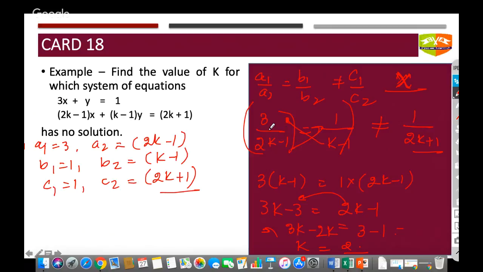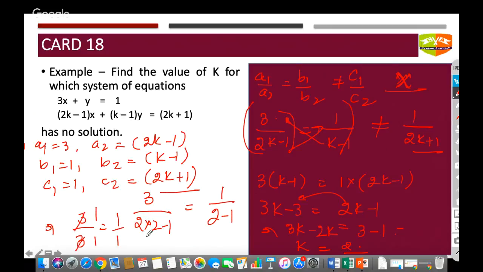Then I need to find out this ratio. At k equal to 2, this ratio is 3 divided by (2 into 2 - 1), which is 3 by 3, and that is 1 by 1. This is also equal to 1 by 1. And if I put 2 here, 2 into 2 + 1 is 5, so 1 by 5. So 1 is not equal to 1/5. Hence, k is equal to 2, I can accept it. So this is how you have to solve the question.